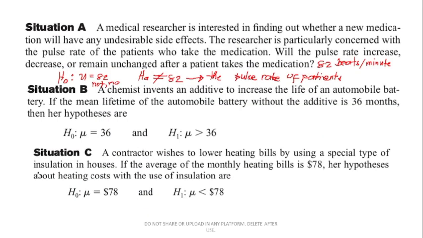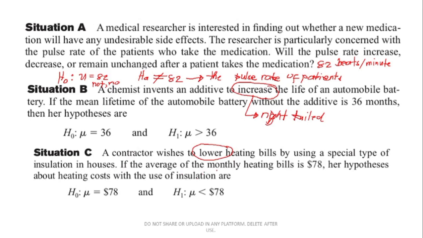Kapag naman ang situation natin, next situation is a contractor wishes to lower. Kapag naman babaan, ulitin natin ha, kapag taasan, increase, if there is increase, ang gagamitin natin dyan is the right-tailed test. Right-tailed. Kapag lower or decrease, ang gagamitin natin ay left-tailed test. So, a contractor wishes to lower heating bills by using a special type of insulation in houses.